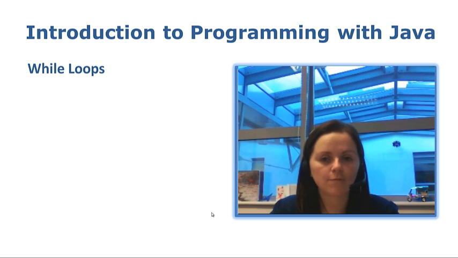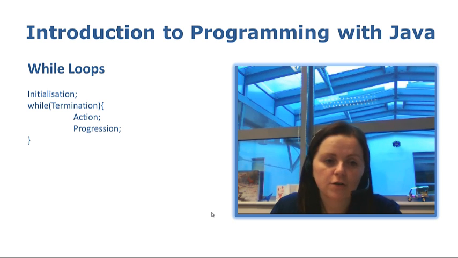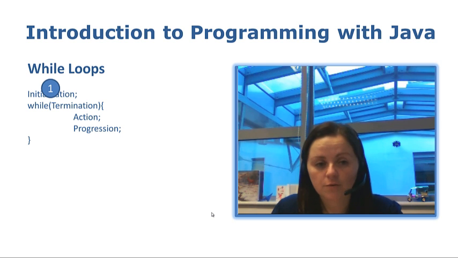Again, it has all the same 4 components. It works in much the same way. But this time, the structure is a little bit different. Just to look at, what we have first off is our initialization. So that's our first component. Then we have the keyword while. We open a round bracket, and inside the round brackets then we have our termination, which is our second component. We open a curly bracket then, and so we have an open and closed curly bracket, and between those then we have our action and our progression.